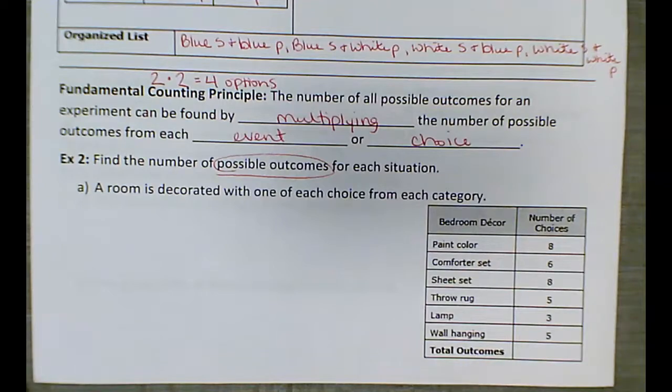So I don't just want to add these up, because what if I choose paint color number 1 with comforter set number 2, or comforter set number 3? Or what if I choose paint color number 1 with comforter set number 3, and I can't decide between the sheet sets? So I pick either 1 or 4 or 7. So whenever I'm trying to find the total outcomes, I need to use the fundamental counting principle. So I want to multiply all the possible outcomes from each event or choice.